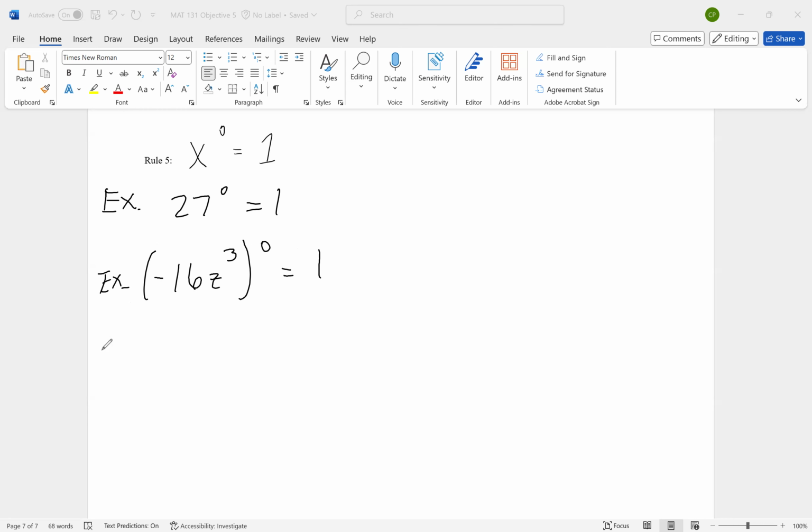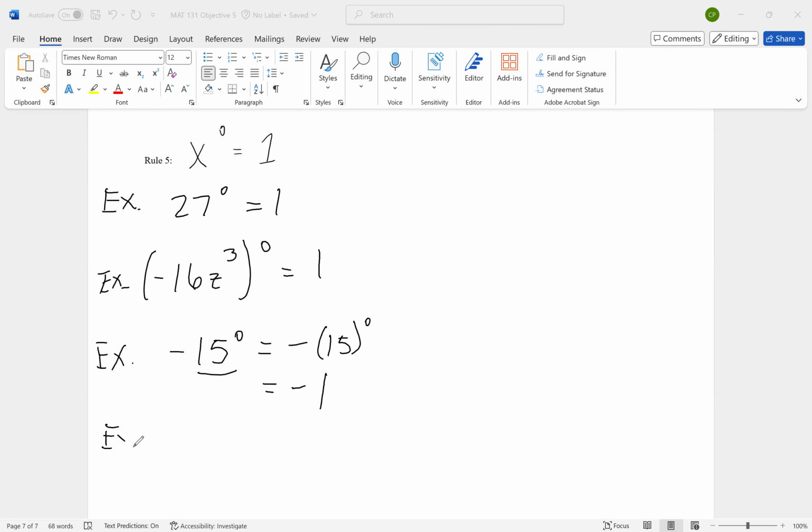The issue arises when we have something like this, negative 15 to the 0 power. We want to think about what is actually to the 0 power. It is the 15, not the negative sign, okay? So this means that we have a negative sign and that 15 is to the 0 power. So the answer to this is going to be -1, okay?